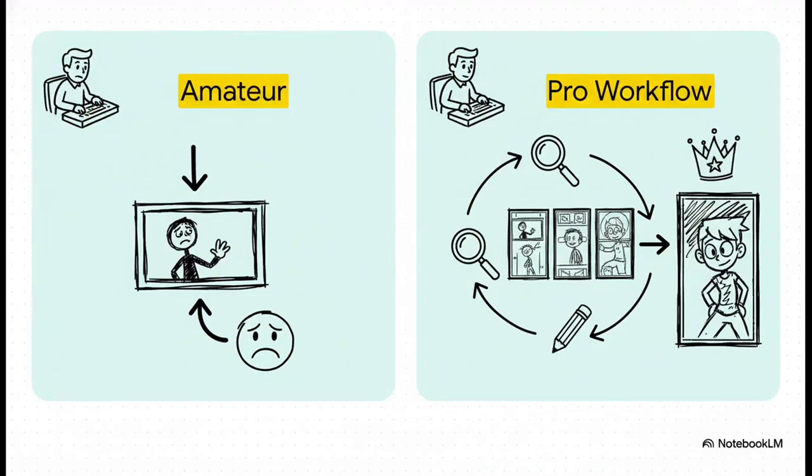The amateur writes a prompt, clicks generate once, and just accepts whatever comes out. But the professional? They know that the first generation is just the start of the conversation. They generate multiple variations, they analyze what's working and what isn't, they refine the prompt, and then they select the best option to improve by hand. For pros, iteration isn't optional. It's absolutely essential for quality.